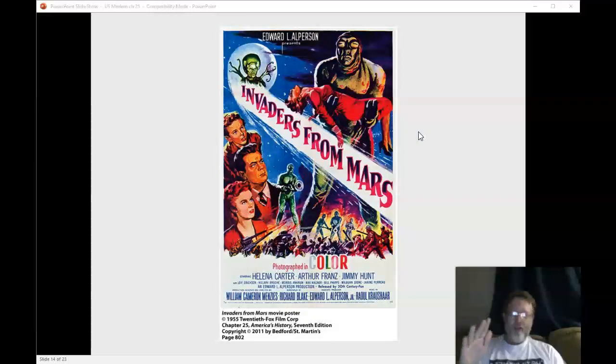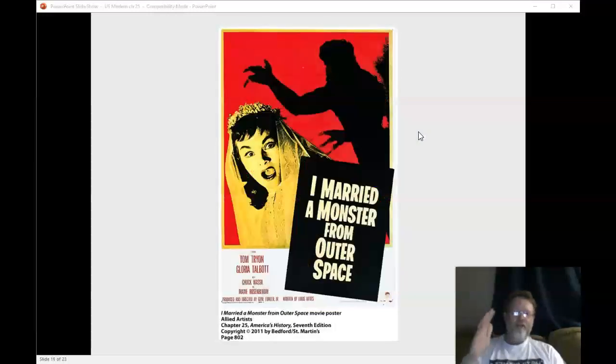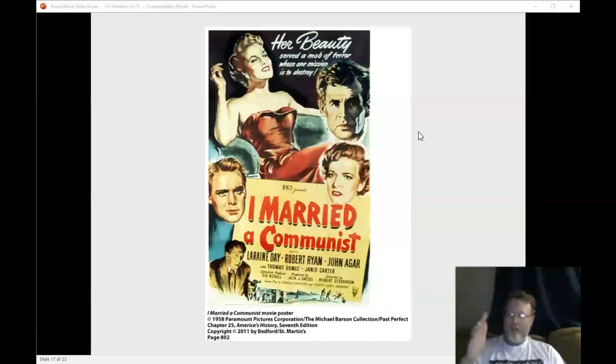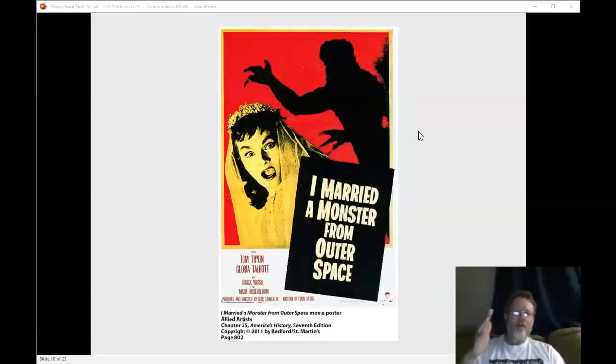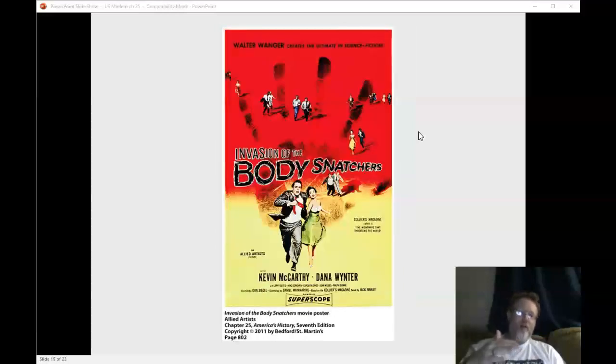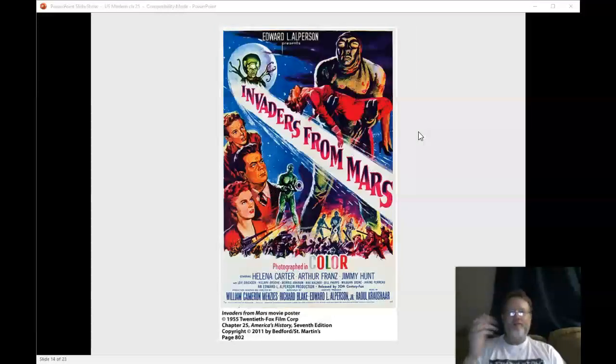So think about all those things, colors and women, all the different ideas of invasion and space and women and communism and the Hollywood industry after HUAC, and think about all that stuff when you look at these posters, and make sure you can answer a good discussion or an essay question about these. It's really interesting and it's hugely significant. It tells you so much about 1950s culture.